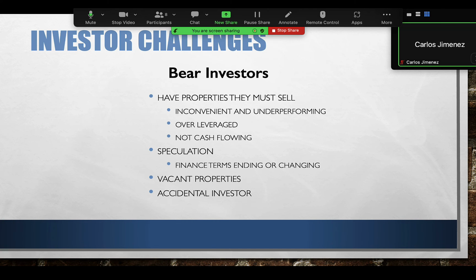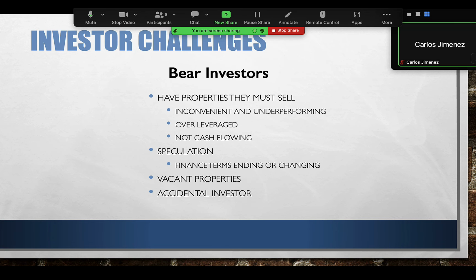So they don't have the income coming in to be able to sustain that property long term. So they're forced into a situation where they have to dump a property or move a property quickly before their financing terms end or change. Okay, now this is exactly what happened to me.